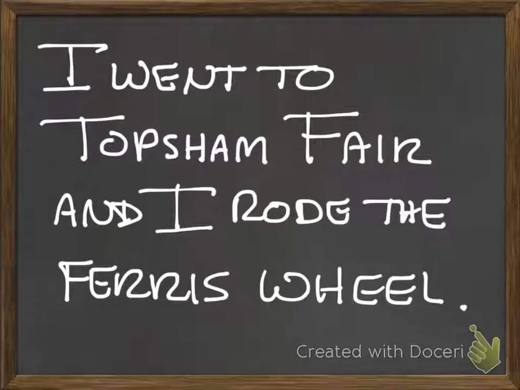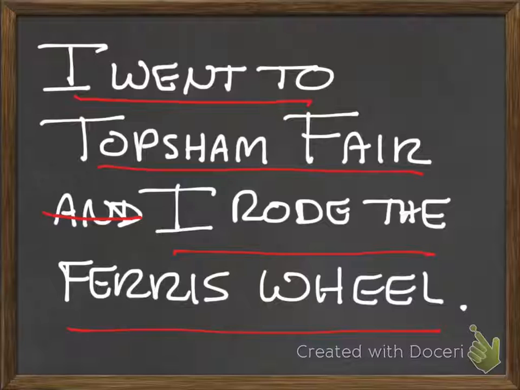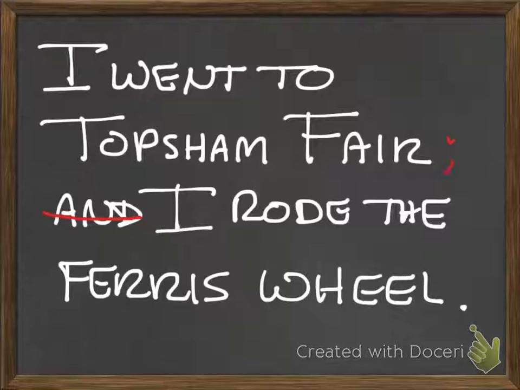I think it'll make more sense if we see an example. So in this example it says, I went to Topsham Fair and I rode the Ferris wheel. Well, let's think about this without the conjunction first. If we saw, I went to Topsham Fair, I rode the Ferris wheel, having learned our semicolons lesson, we would understand immediately that I went to Topsham Fair is an independent clause. I rode the Ferris wheel, an independent clause. Therefore, you would need a semicolon between the two.